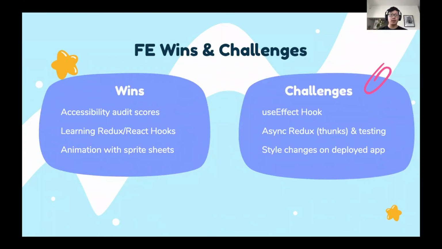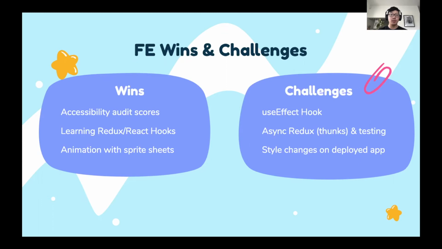Front end wins and challenges. One of the biggest wins was making the site fully accessible. Using the Lighthouse audit, we ended up with a 100% accessibility score on both the teacher side and the student side. Everybody on the front end team worked with either Redux or React hooks on previous projects, but never worked with them together. So this was a great chance for us to teach and learn from each other. And we were able to get a small JavaScript animation working on the student side using sprite sheets.